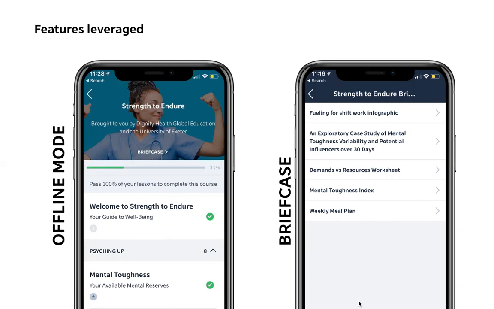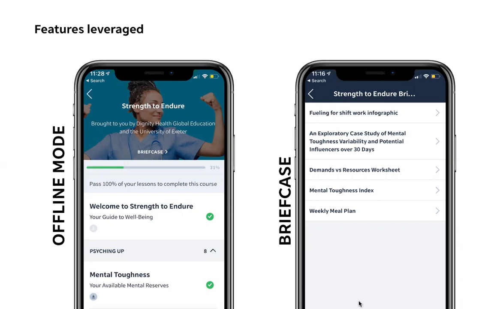Got it. So offline mode enabled folks to do that. Of course, we're not talking about somebody taking a lesson in the ICU. I mean, that would not be a particularly good idea. But for other times, in an elevator, for example, sometimes when you're going between floors, if you can jump on and take a 5-minute lesson, perfect. That's great to hear. And the briefcase, why was that important?